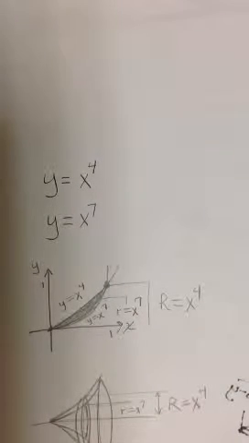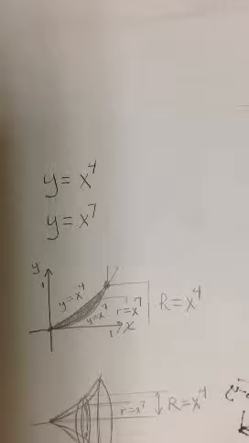Okay, for what we have in item number 1, we have two functions, y is equal to x to the 4th and y is equal to x to the 7th. And we're looking at setting up and evaluating the integral that gives the volume of the solid formed by revolving the region about the x-axis.